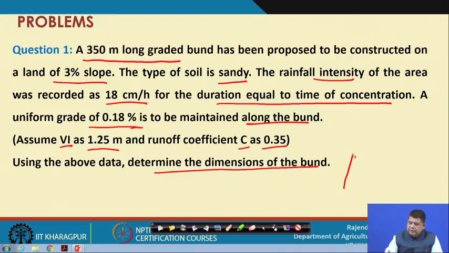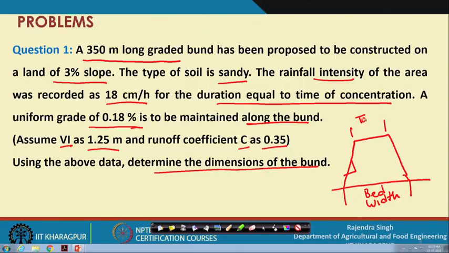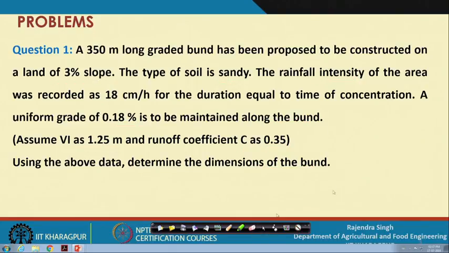This is typically how a cross section of a bund looks like. What we have to decide on is the side slope, and then we have to find out the bed width or bottom width, the top width, and of course, the height. So, this is what the problem wants one to design utilizing the data that is given. So, let us see how to go ahead with this.